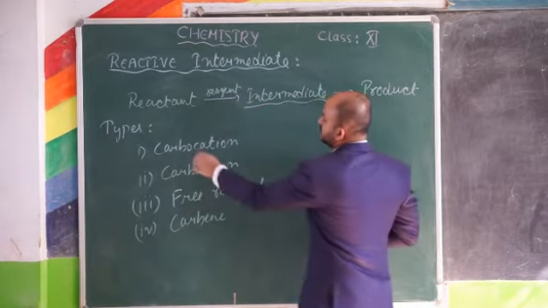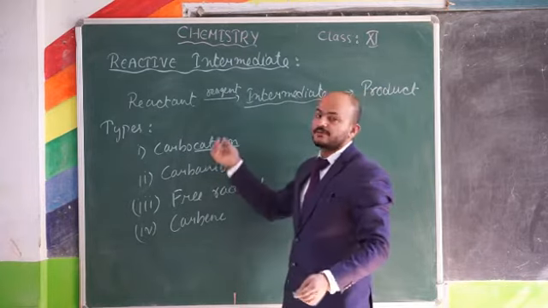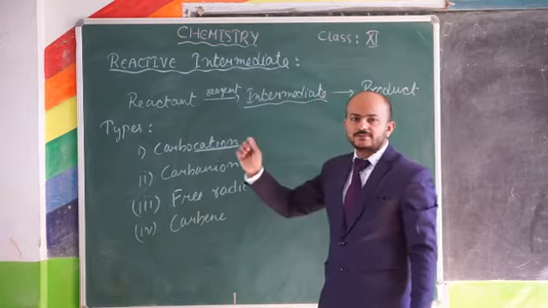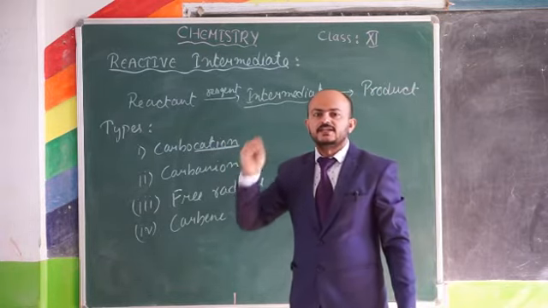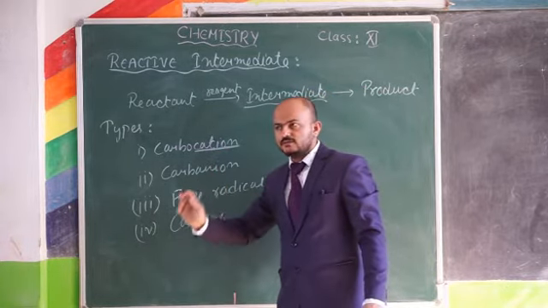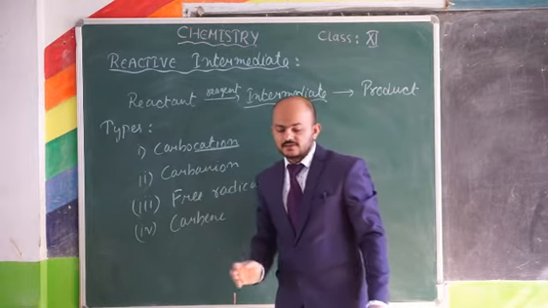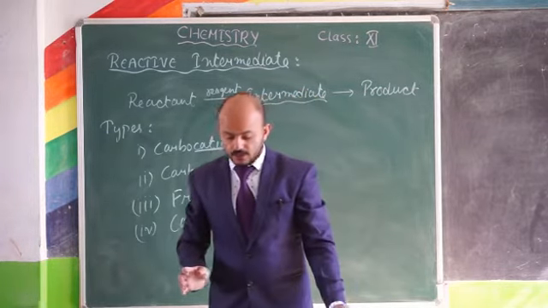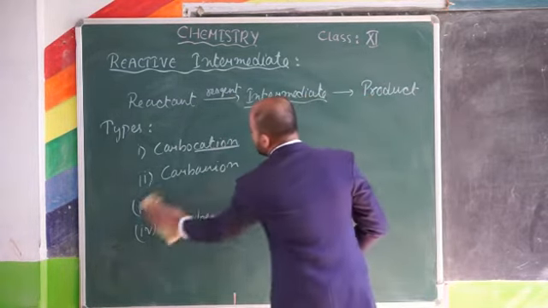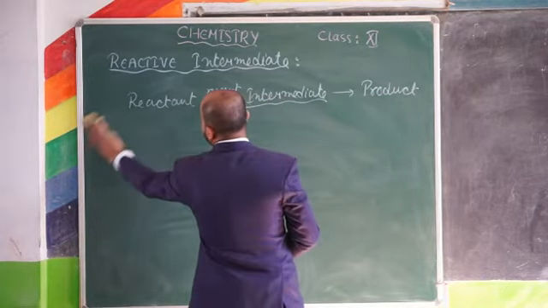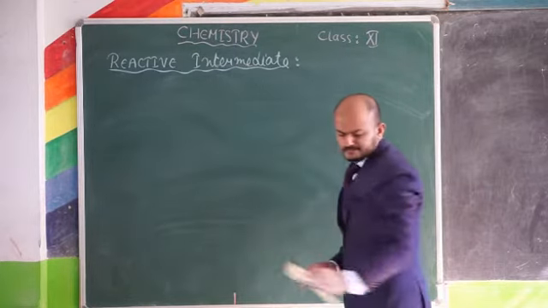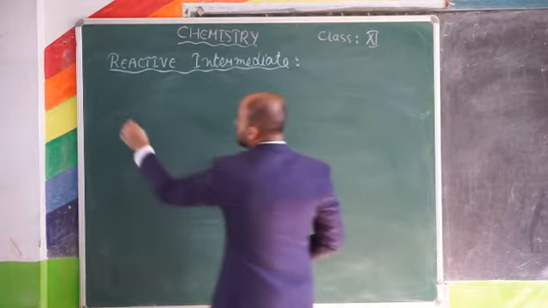So carbocation. Cation, I told you, will have a positive charge. Anion will have a negative charge. Free radicals means they will have one unpaired electron, and carbene will have a pair of electrons, but its octet is not fulfilled. So let's discuss these intermediates one by one. First we'll discuss carbocation.